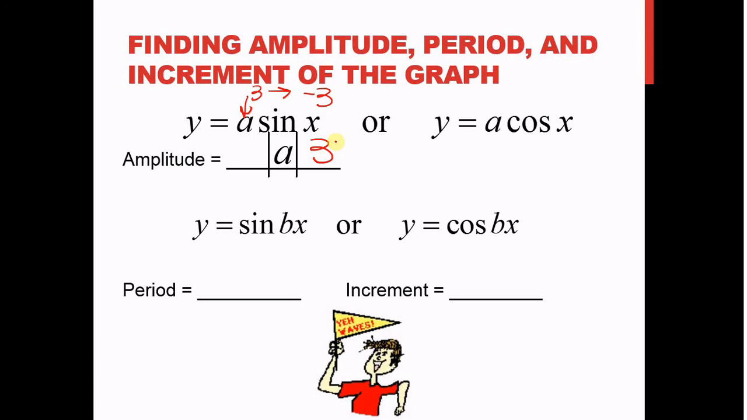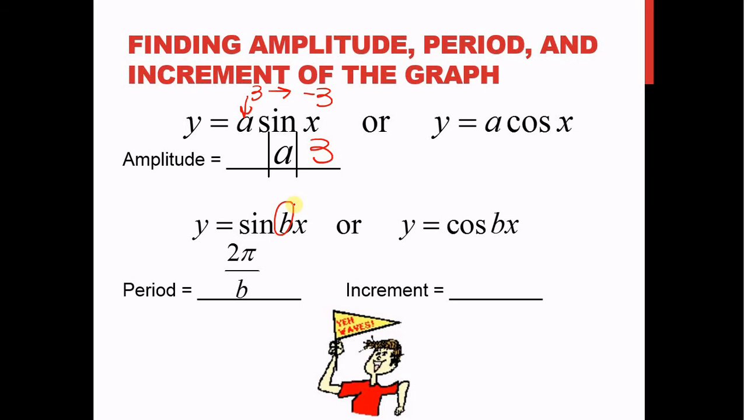To find your period, see this B, it's going to be right beside X, inside the sine. You're going to go 2 pi, 360 degrees, divided by whatever B may be. Sometimes it can be a fraction, which is going to be gross, but that's not too bad. You can divide that on your calculator.